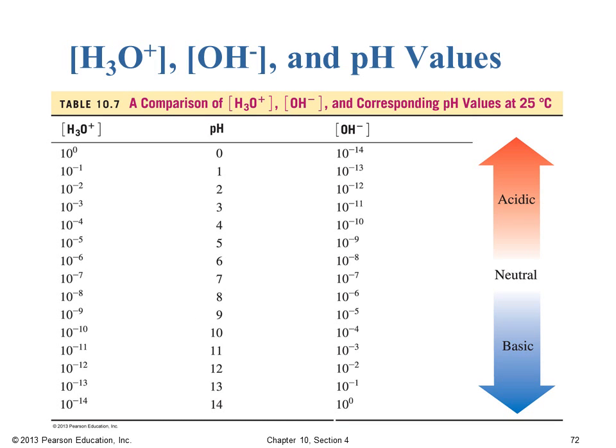So here's a table that shows the relationship between H3O plus, pH, and OH minus. If we have a low pH, we have a larger number of H3O plus and a very small number of OH minus. Then everything gets flipped around as you go up the pH scale and you get more basic.